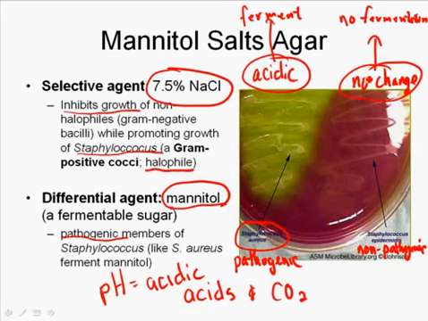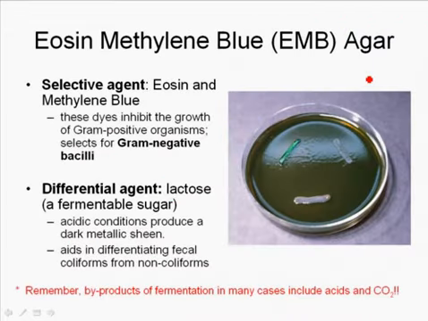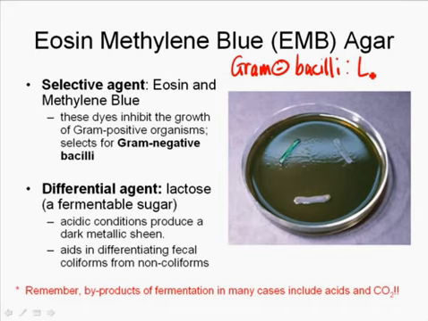Now let's move on to the next selective and differential media. Eosin methylene blue agar, another differential and selective media we use in the laboratory. Typically, we use EMB to isolate gram-negative bacilli, to be more specific, members of the enteric family. So let's talk about the selective and differential agents. The selective agent in the plate are the two dyes, eosin and methylene blue.